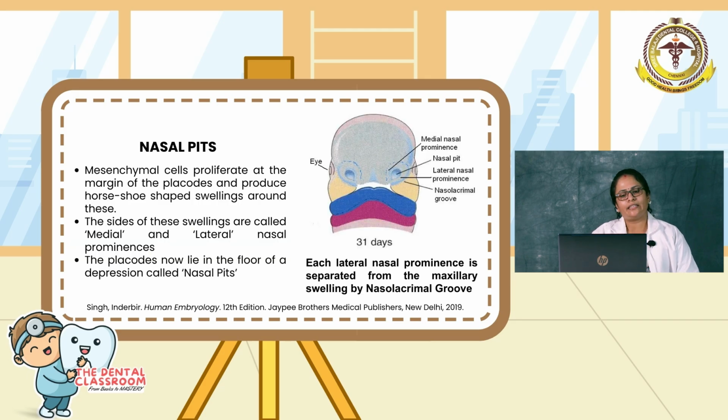Now the mesenchymal cells just beneath and around the nasal placodes start to multiply. This growth pushes up the tissues around the placodes and forms horseshoe shaped swellings. The inner swelling is called the medial nasal prominence and the outer one is called the lateral nasal prominence. As the placodes sink deeper into the tissue, they form small depressions called the nasal pits. These pits are the early beginning of nostril formation.